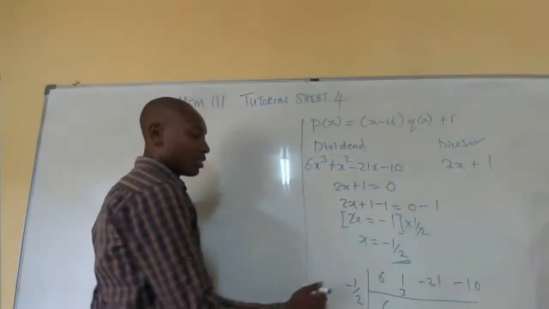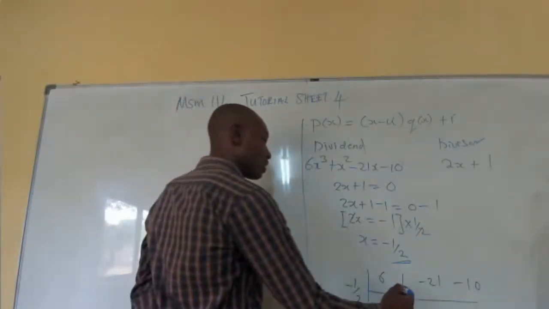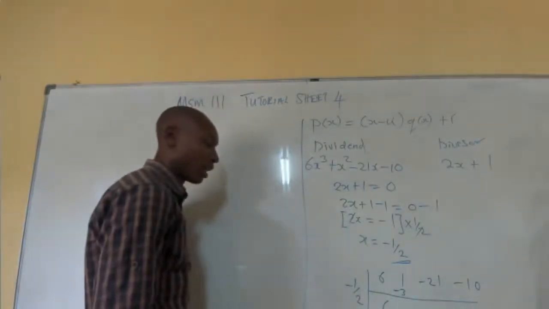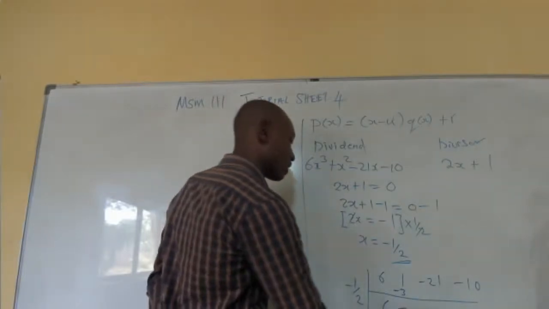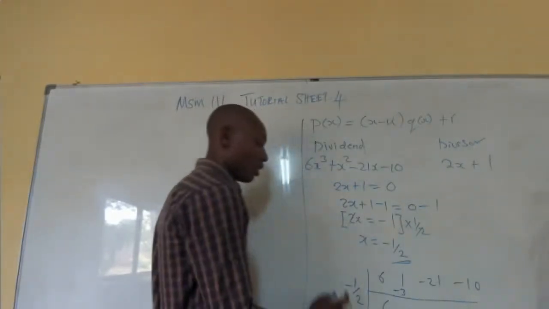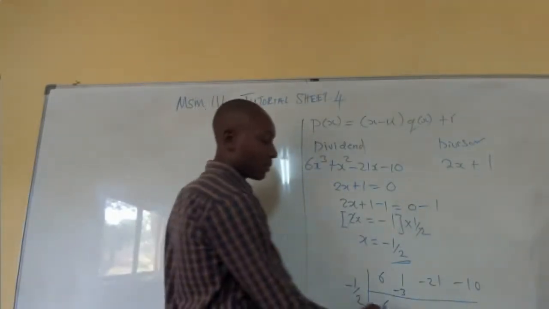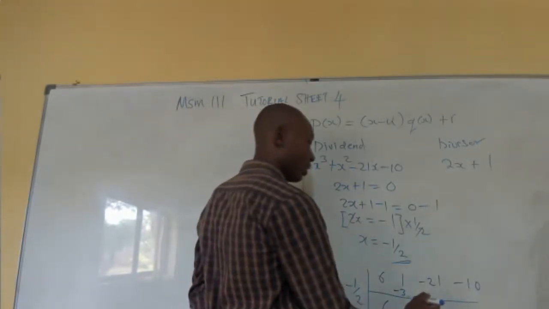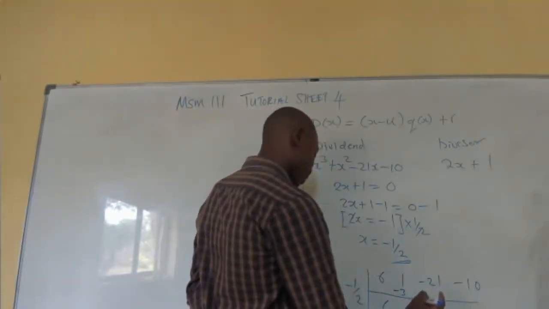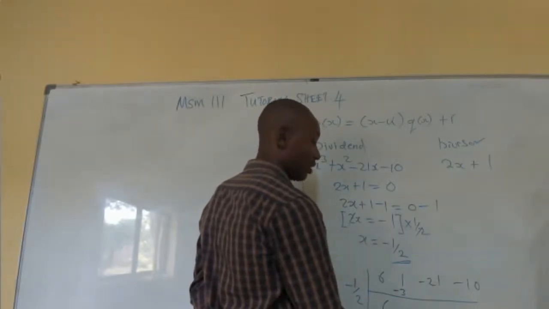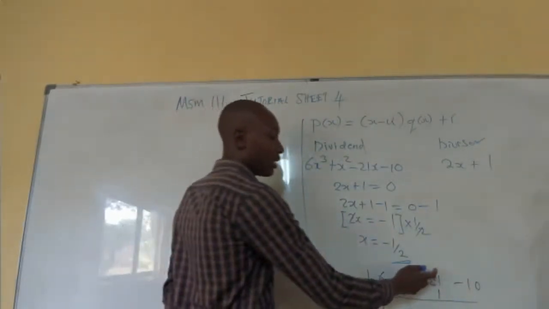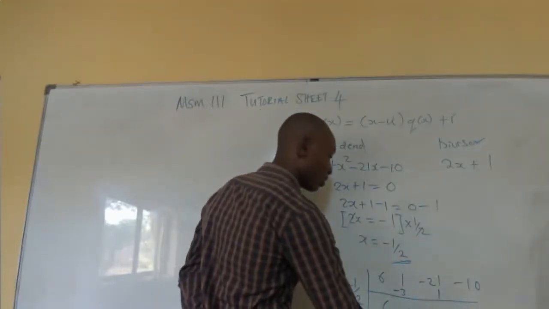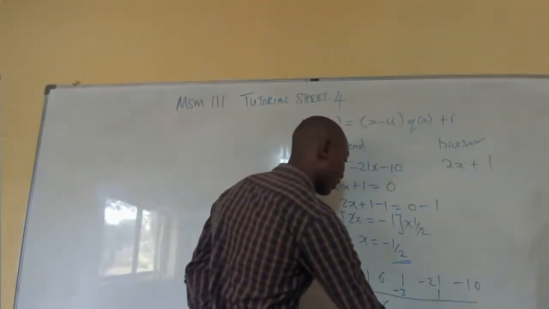Okay, but since we have a negative, this is supposed to be negative 3. Then 1 plus negative 3 is actually negative 2. Negative 1 over 2 times negative 2 is actually negative 1. Okay, so negative, negative, positive. Then we now add negative 21 plus 1, which is 20.